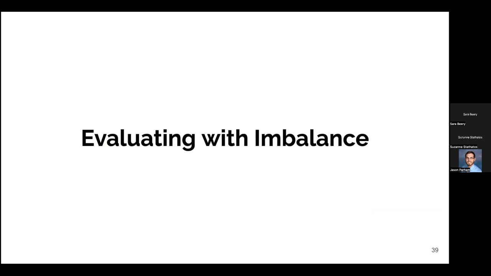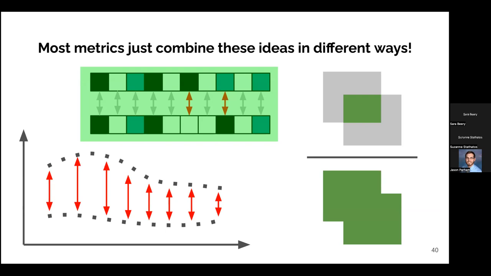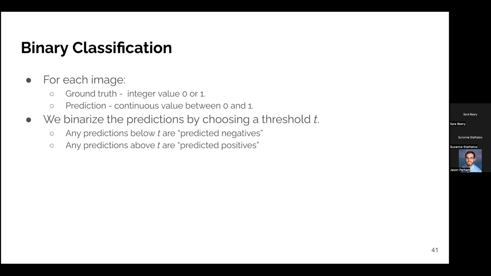So we're still in this realm of comparing discrete objects. Just to step back a second, we're going to go back into the binary classification setting. Each image has a 0 or 1 label, and we have a prediction between 0 and 1. We'll often do this binarization where we pick a threshold, and things that are bigger than the threshold are positives, and things that are lower than the threshold are negatives.